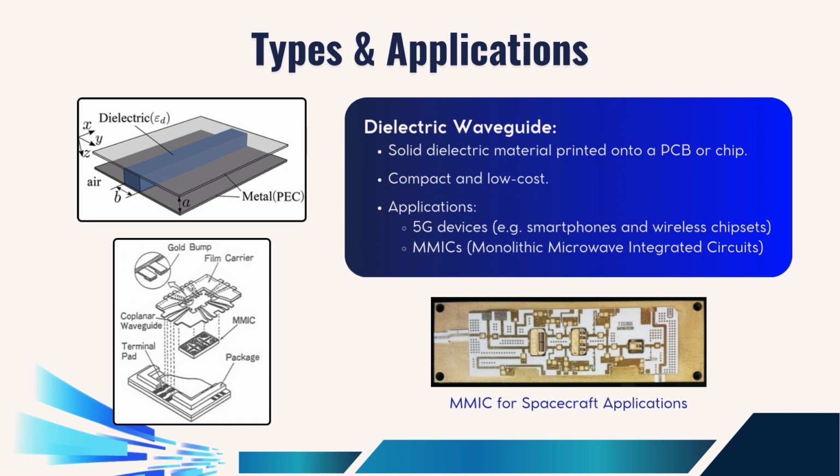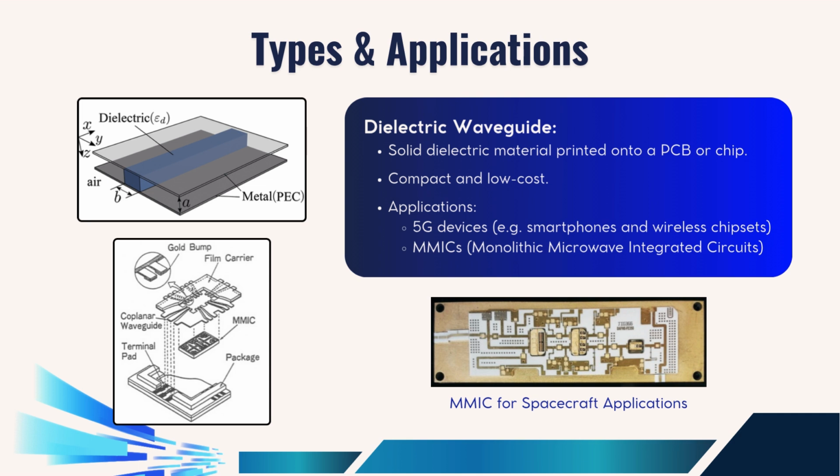Lastly, we now move on to the dielectric waveguide, which has a solid dielectric material printed onto a PCB, as mentioned before, or a chip. So, due to their size and easy availability for manufacturing, they can be compact and low cost. Dielectric waveguides are typically implemented in small circuit boards, such as in 5G devices for our smartphones or wireless chipsets, or in MMICs, otherwise known as monolithic microwave integrated circuits.